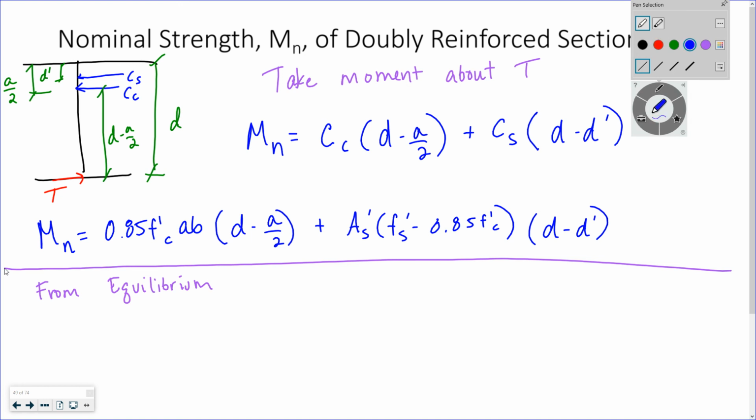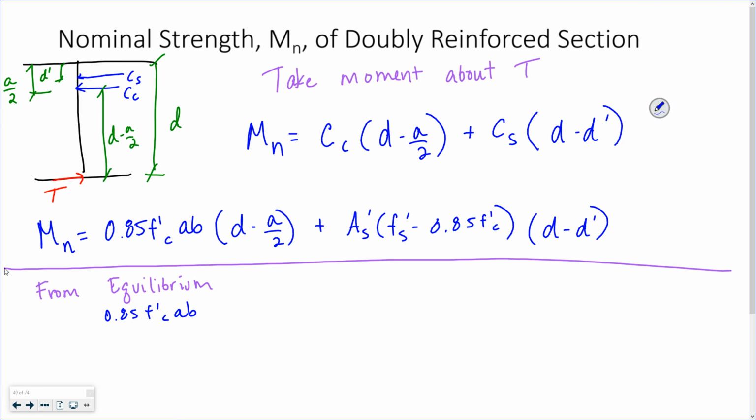I get 0.85 f prime c a b plus A s prime, that's my C sub C, and my corrected C sub S is equal to A s f y.